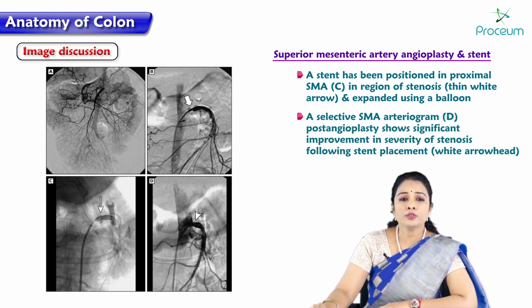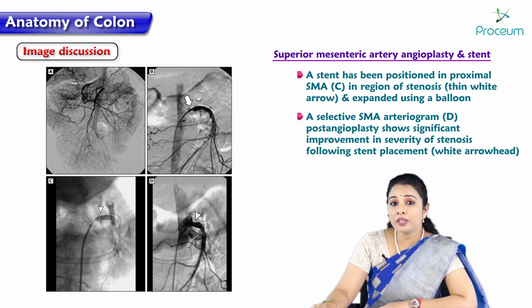A selective superior mesenteric arteriogram is demonstrated in image D. This is an image where a selective superior mesenteric arteriogram done post angioplasty shows significant improvement in the severity of the stenosis following stent placement, which is shown with the white arrow.